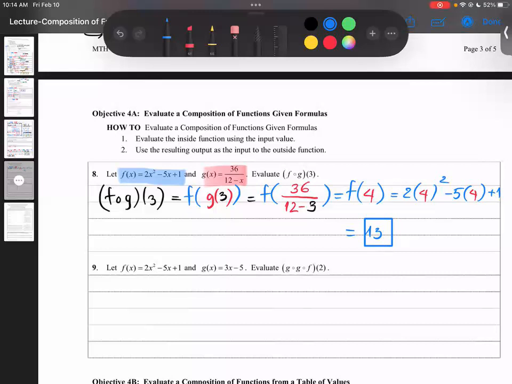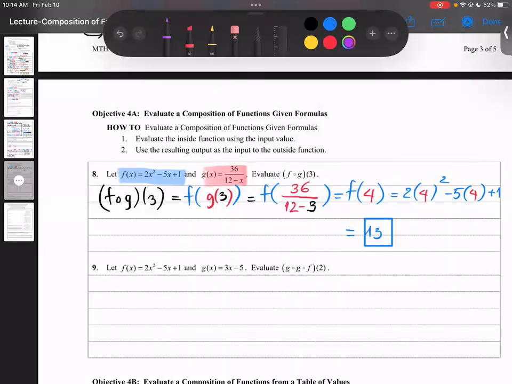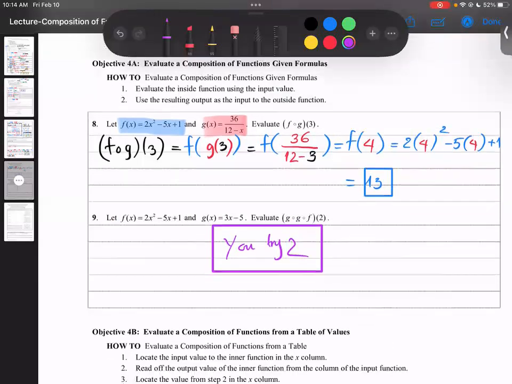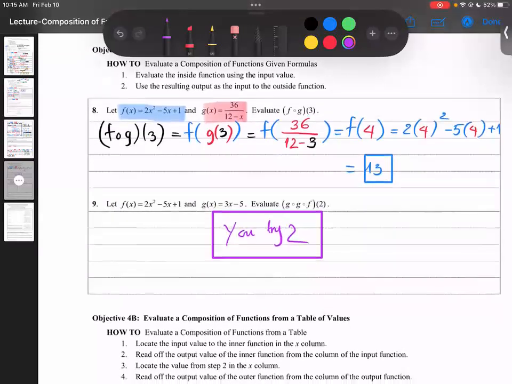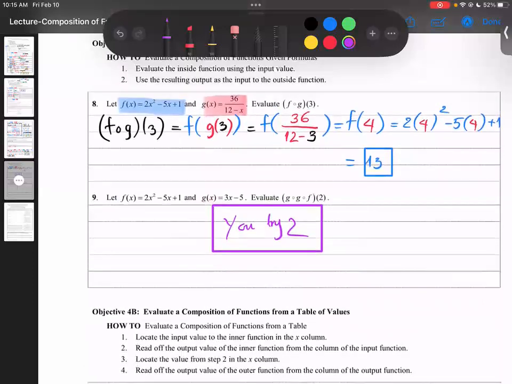Number 9 is your You Try. So that's one way of evaluating the composite function, by algebra. I can give you another way as well.